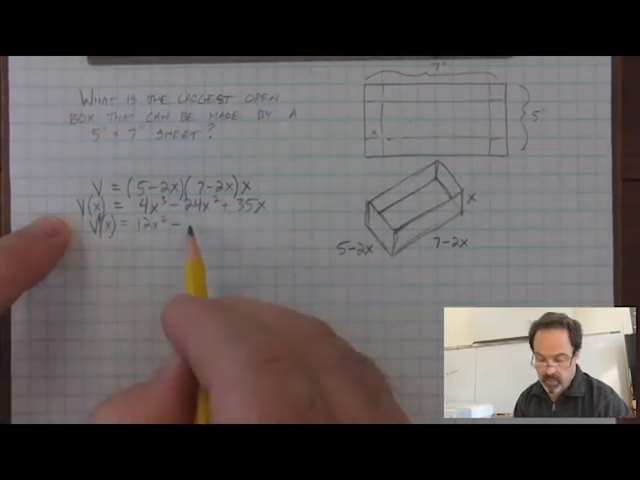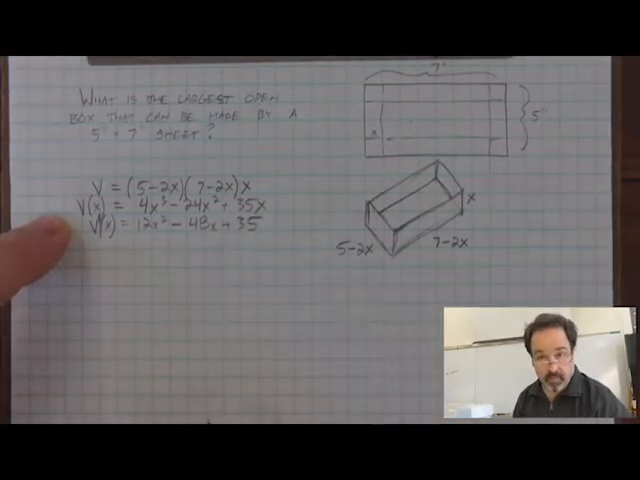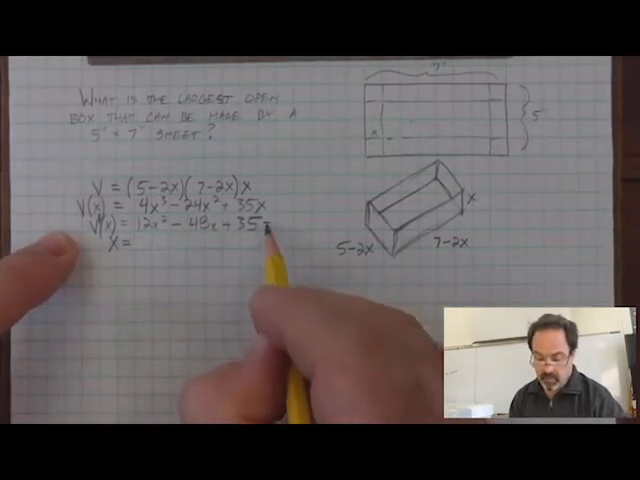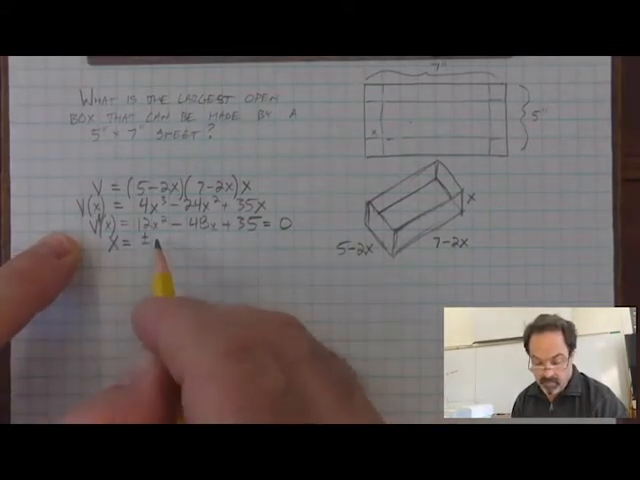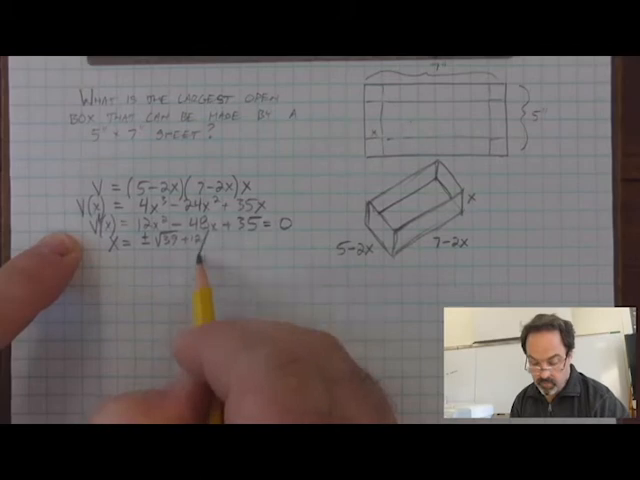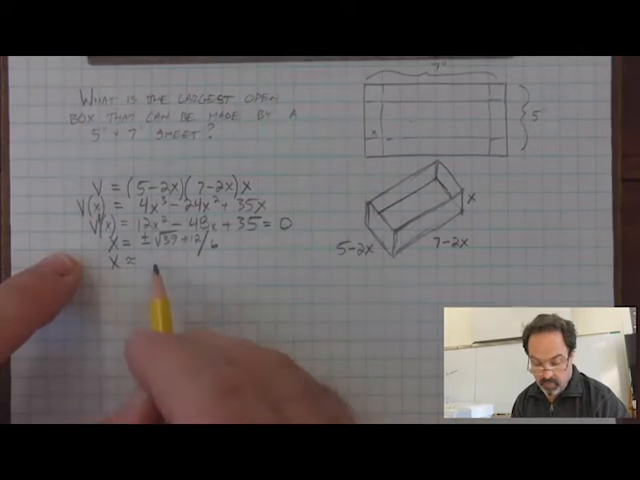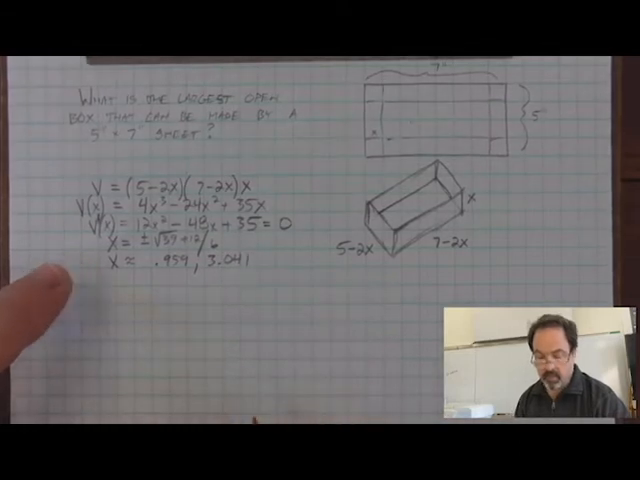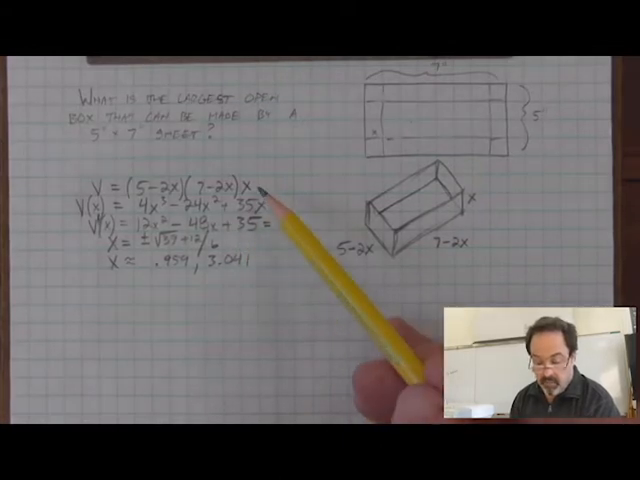We get 12x squared minus 48x plus 35, which is quadratic. And if we did the algebra, we would get some x values, if this quadratic is set equal to 0, that are not so kind. Plus and minus the square root of 39 plus 12, all over 6. Those zeros are approximately 0.959 and 3.041.